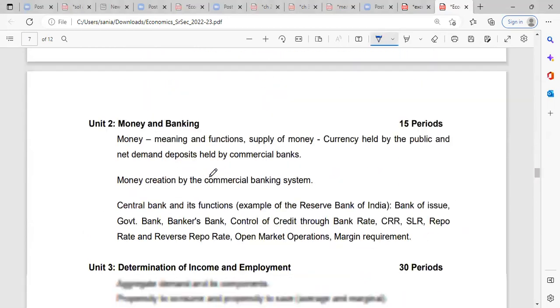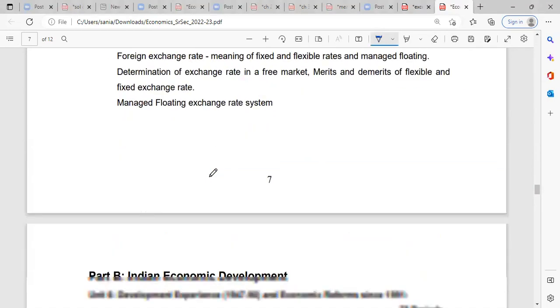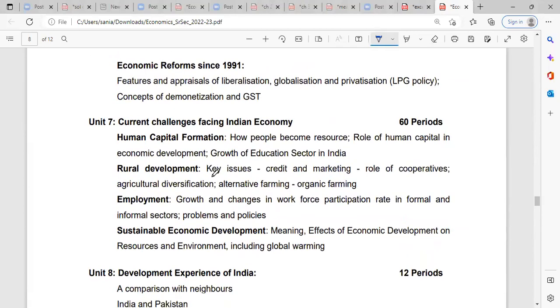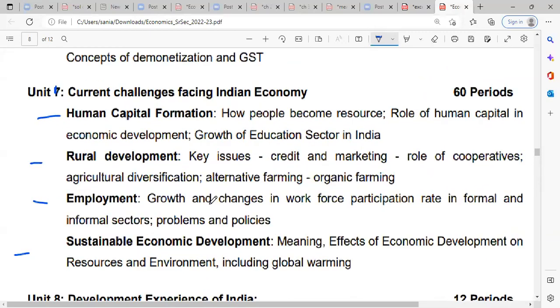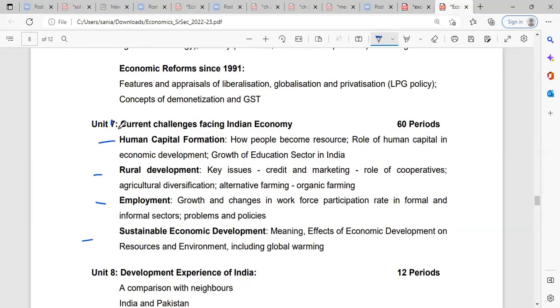Over here in this unit, we have different chapters. Let's just quickly see what we are going to do. We are going to start with the next unit. The unit name is current challenges facing Indian economy. Here we are going to do human capital formation, rural development, employment, and sustainable economic development. These are the things we are going to do in the next class. So what you will do today, you will just write the syllabus. From next class onwards, we will be starting.